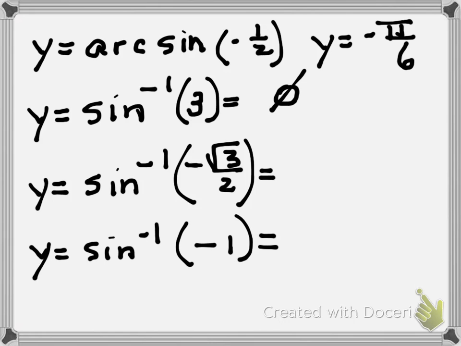The next one, the angle whose sine is negative square root of 3 over 2. Square root of 3 over 2 would be 60, or pi over 3. But it is in the 4th quadrant, it's between 0 and negative pi over 2, so it's negative pi over 3. And the angle whose sine is equal to -1, that would be equal to negative pi over 2.